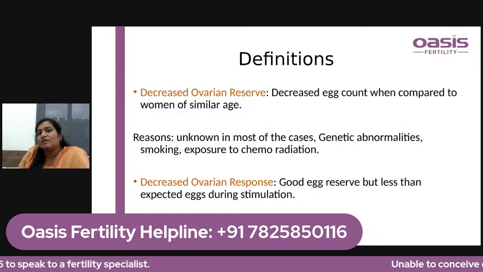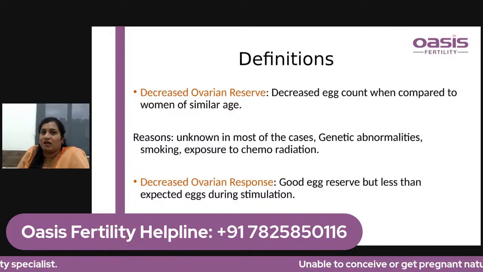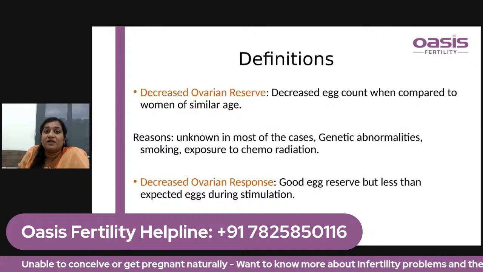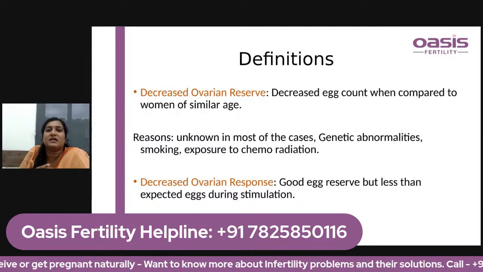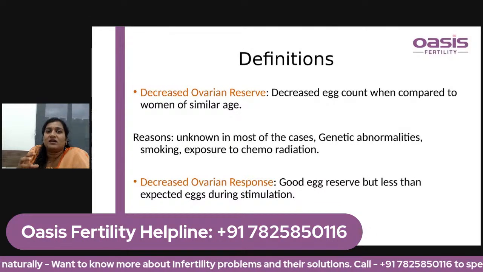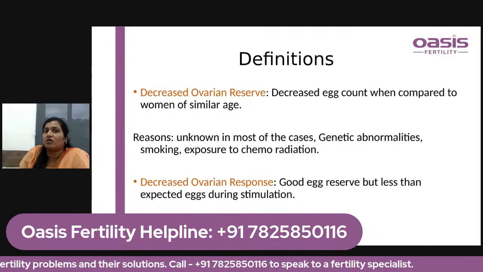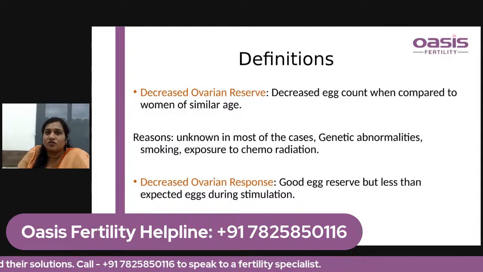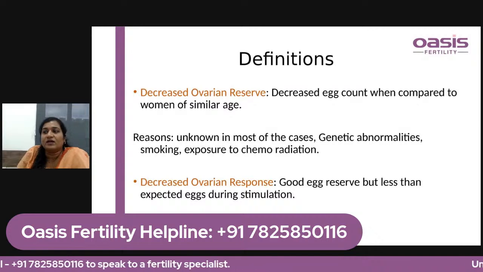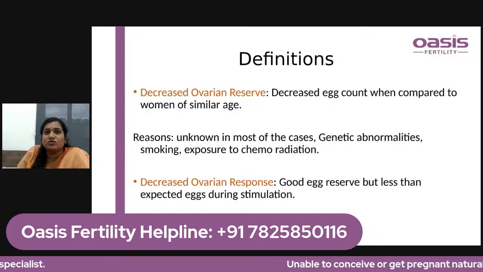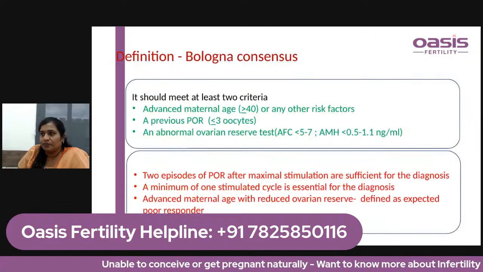What is decreased ovarian response? When we see in the scan that the eggs are normal in number, and her blood test also shows the same, but when we give her the injections or the medicines, she is not getting enough response, that is, out of 10 of her eggs, only 2 or 3 of them have grown and the rest have not responded, then it is called decreased ovarian response. We define these two differently because the management varies a little bit between these two.